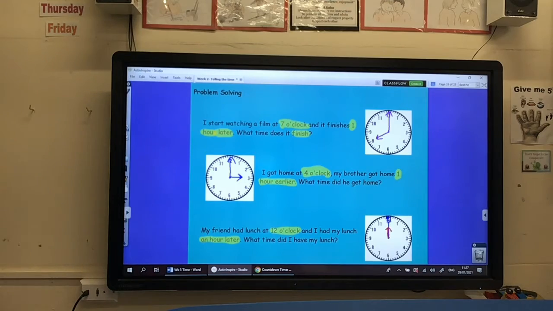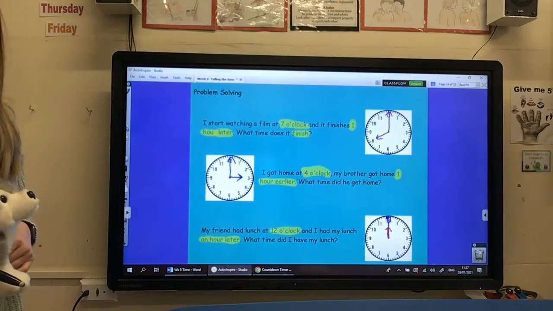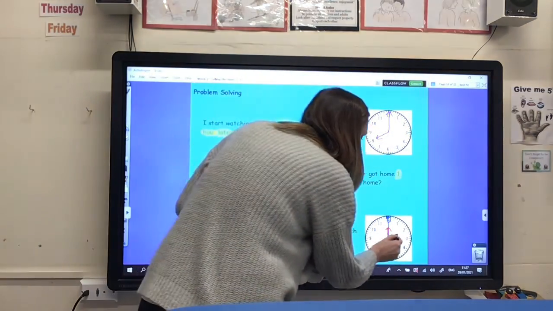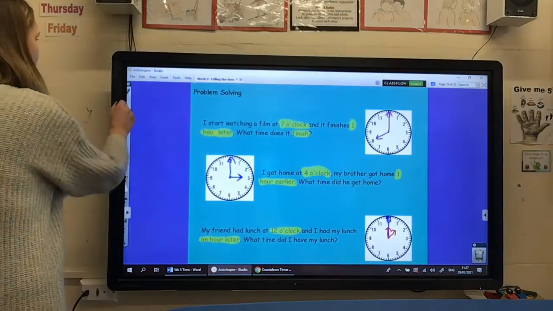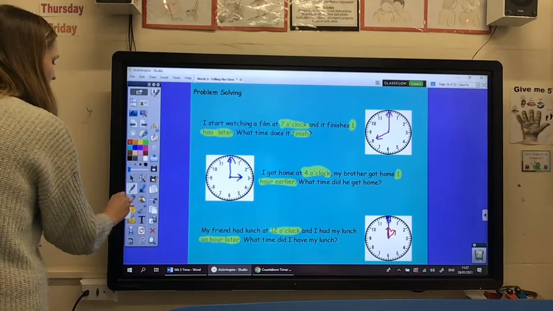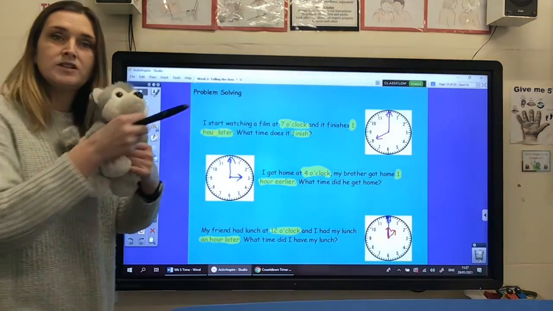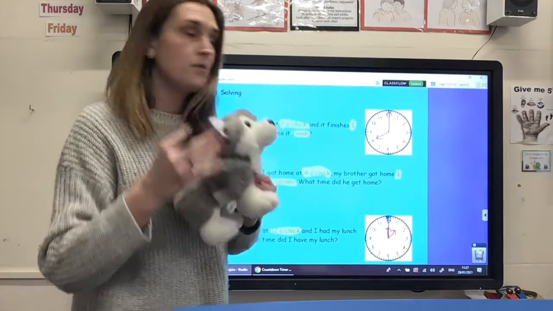So if we added an hour, where would that red hand go? Where would it point to? Well done. So if we added an hour, that hour hand would be pointing at the 1. Brilliant. So sometimes what you could do is use your clocks at home to add those hours. You can use your fingers if it's up to 10 to add or take away those hours.